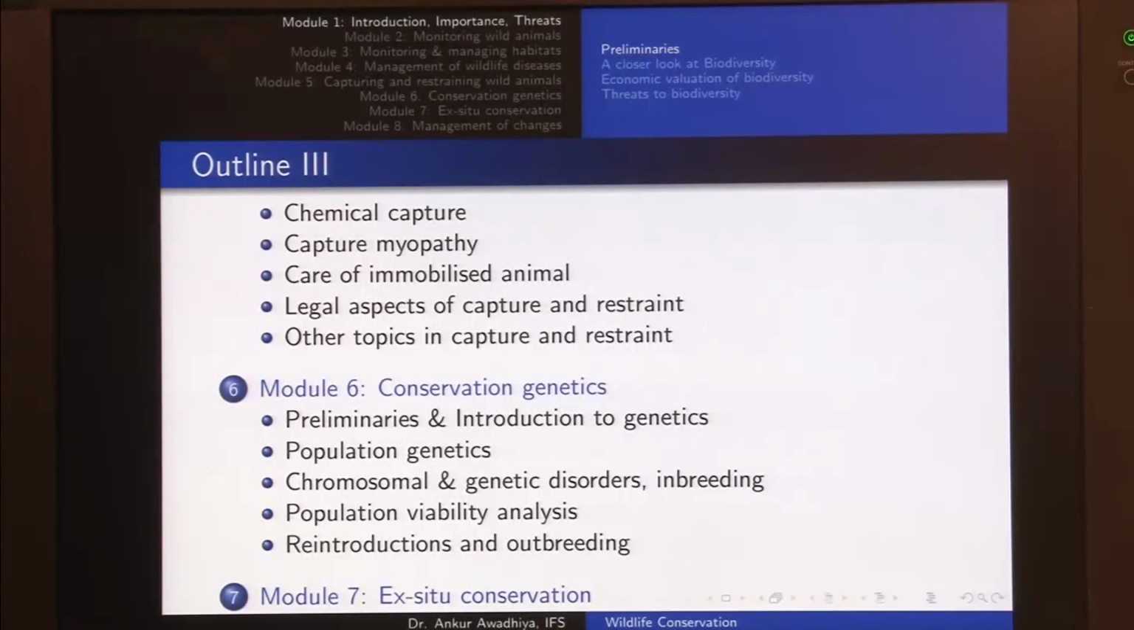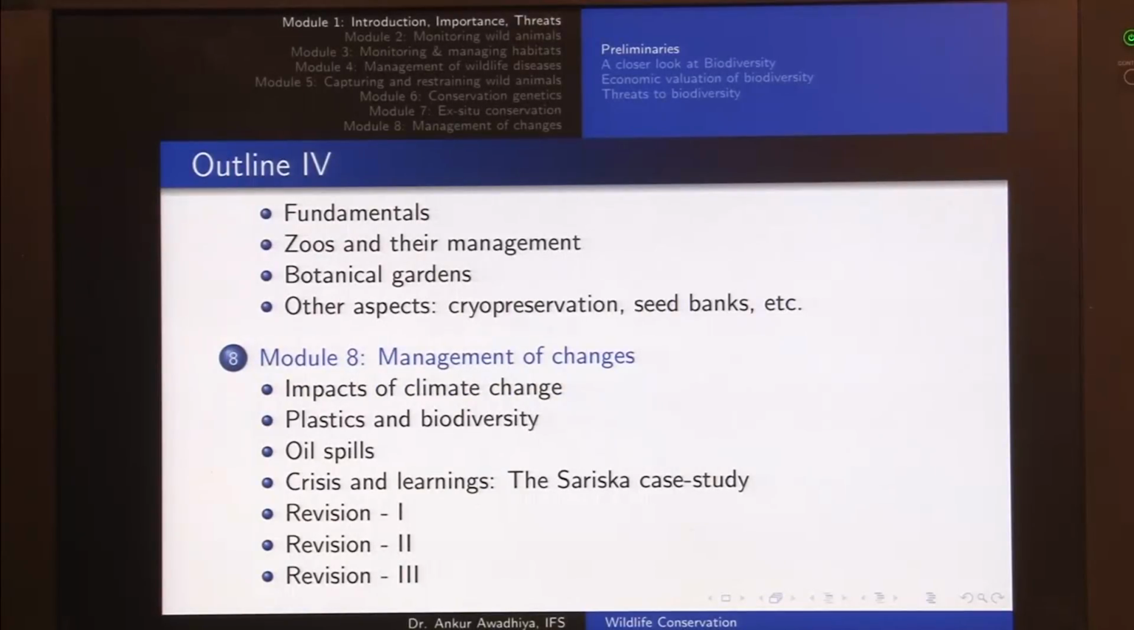Now, in the seventh module, we will look at ex situ conservation. Ex situ means off the site. So, the fundamentals of ex situ conservation, then zoos and their management, botanical gardens and their management, and some other aspects such as cryopreservation and seed banks, in which we are conserving or preserving certain gametes or say embryos in a very cold stage.